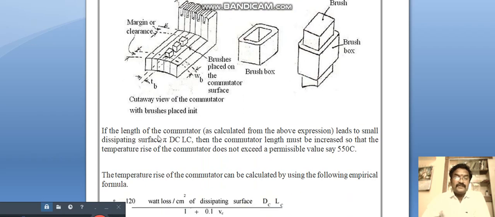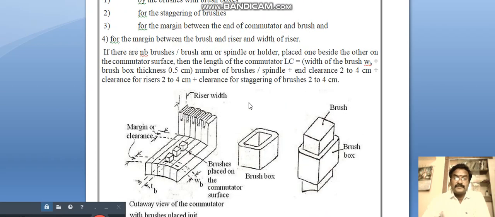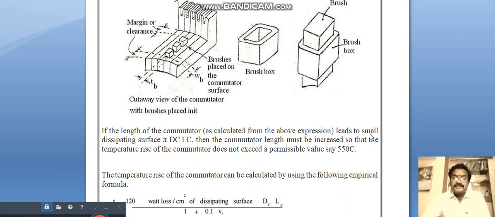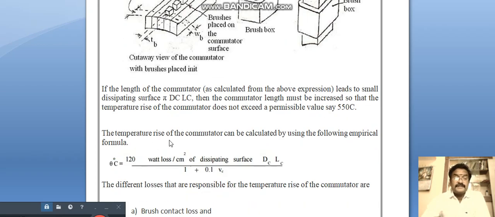If the length of the commutator as calculated from the above expressions leads to a small dissipating surface pi Dc Lc, then the commutator length must be increased so that the temperature rise of the commutator does not exceed a permissible value, say 55 degrees Celsius. The temperature rise of the commutator can be calculated using the following empirical formula.